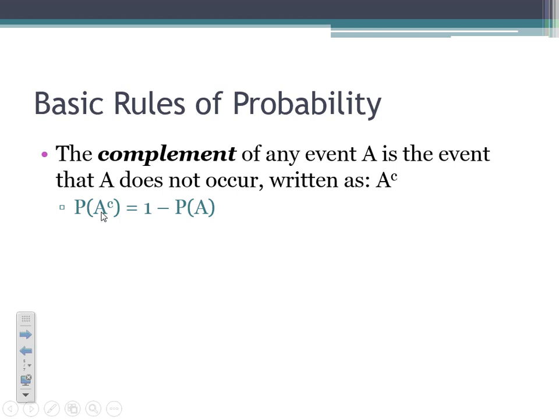that answer. So if I told you the probability that it was going to snow tomorrow is 20%, okay, well, the complement of that would be the probability that it's not going to snow tomorrow, which if there's a 20% chance of snow tomorrow, it means the complement of that event is 80%. All right, again, simple rule.